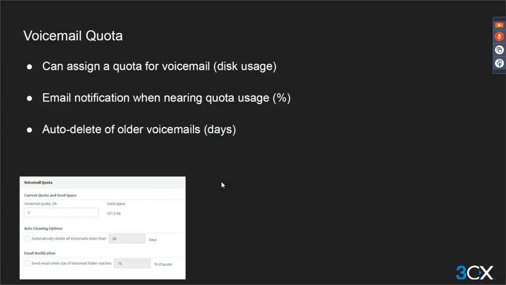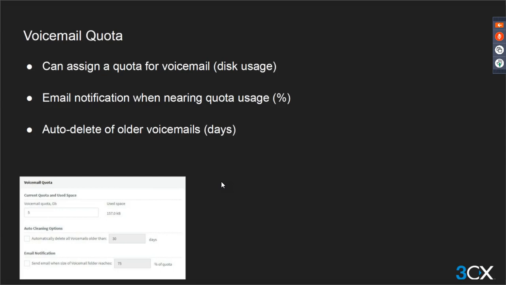Now, voicemails are generally recorded and saved as WAV files, and because of the way the file is saved, it can take up a significant amount of space on the hard drive. There is an option, what we call a quota. A quota for voicemail can be assigned in order to limit the amount of disk space being used by voicemail files.